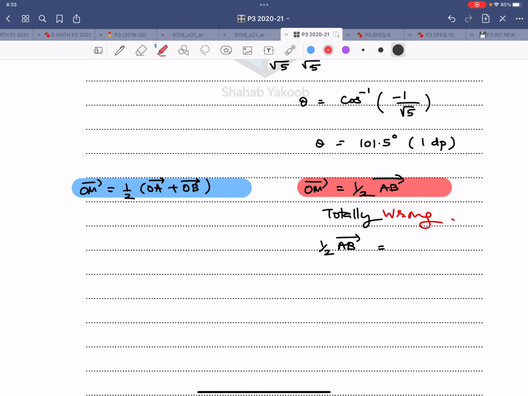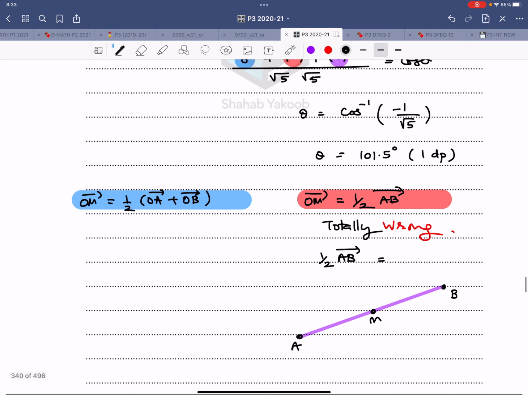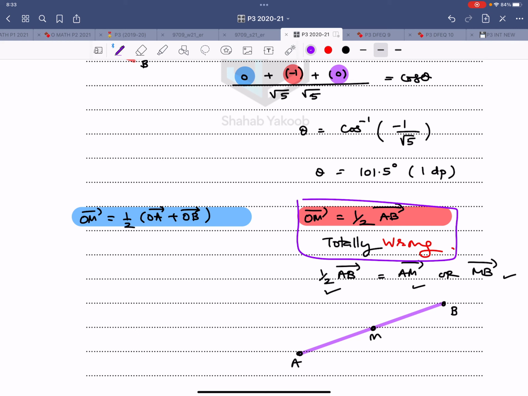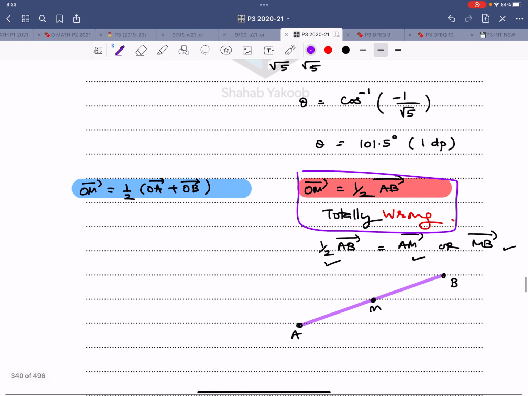So this is A, and this is M, and this is B. So half of AB could be AM, or it could also be equal to MB. This is correct, but this thing is totally wrong. This thing is a misconception. Best way is OM is half of OA plus OB, that's half.